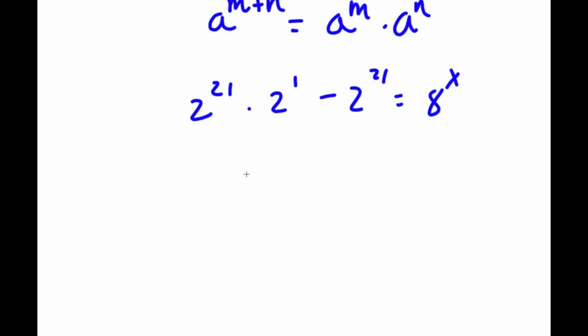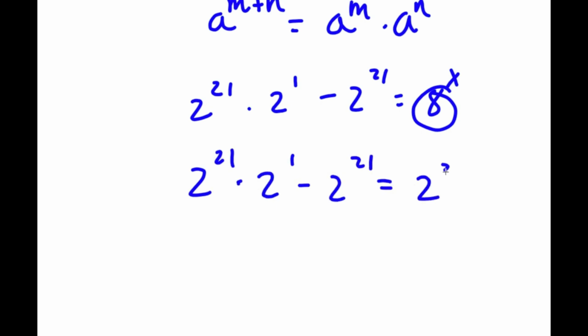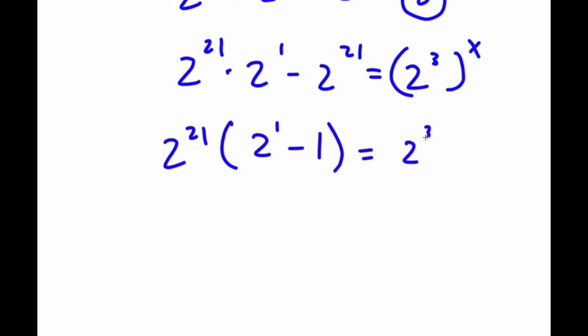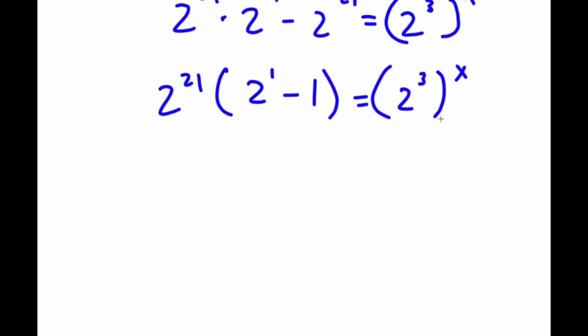And now, from here, 8, that's the same thing as 2 to the power of 3. So now I have 2 to the power of 21 times 2 to the power of 1 minus 2 to the power of 21 is equal to 2 to the power of 3 to the power of x. Now, for my left-hand side, if I factor out 2 to the power of 21, I get 2 to the power of 21 times 2 to the power of 1 minus 1. This is still equal to 2 to the power of 3 to the power of x.